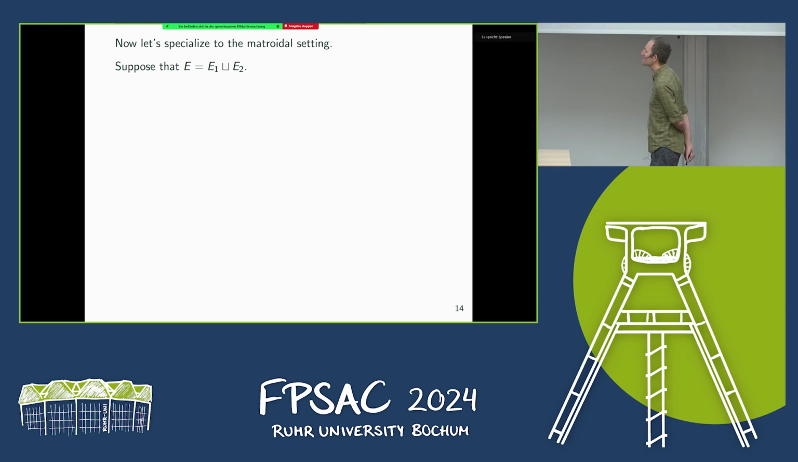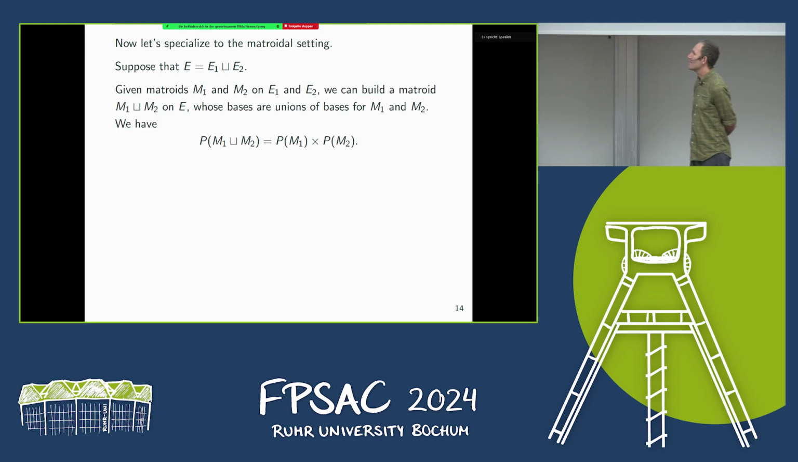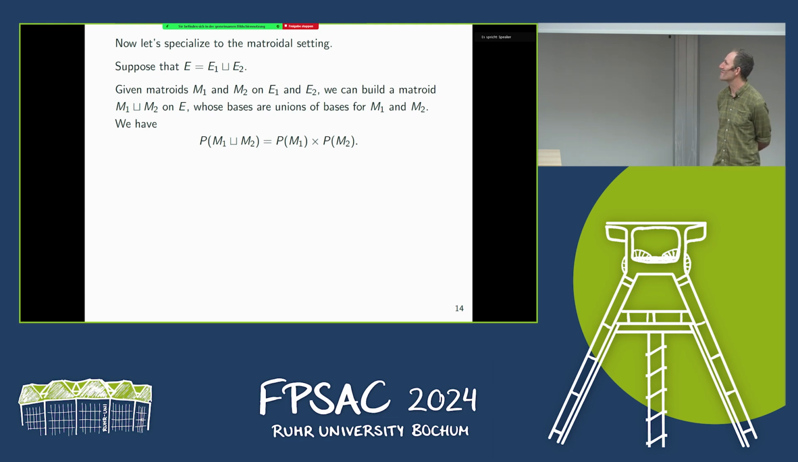Okay, so now let me specialize to the matroidal setting. Suppose my ground set decomposes as a disjoint union. E breaks up into E1 and E2. If I have a matroid M1 on E1 and M2 on E2, I can build a matroid on E. Often this is called the direct sum. I'm going to call it the disjoint union because I'm going to be using direct sum for something else, and I don't want to get too confusing.